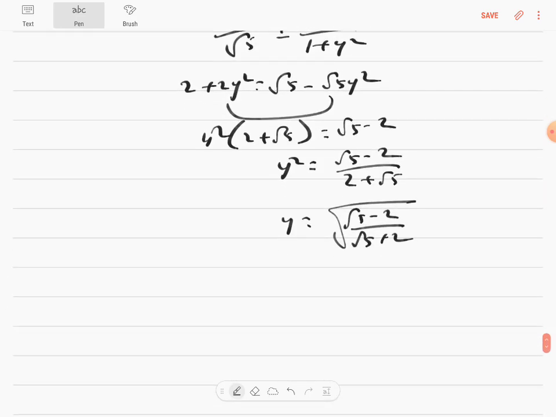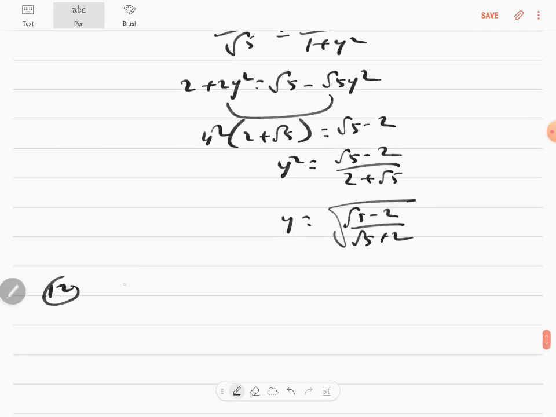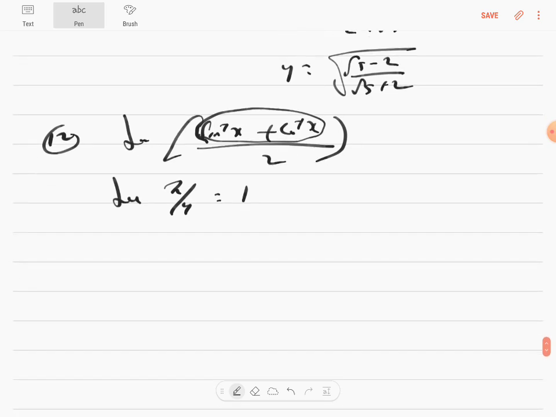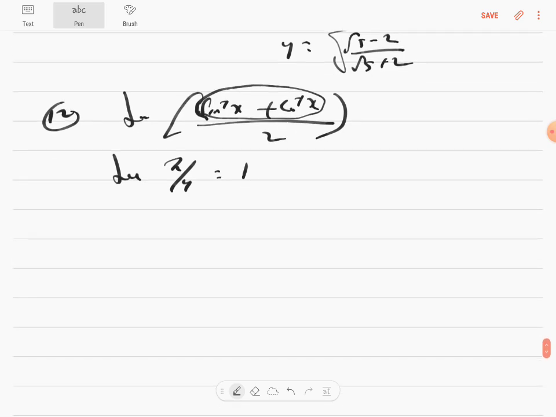So let's go to the 12th question. Find the value of tan of sin inverse of x plus cos inverse of x by 2. Can you see, sin inverse of x plus cos inverse of x itself is an identity, pi by 2. So it will become pi by 4, and tan pi by 4 is nothing but 1. So that's what it is. That's an identity which you have to identify.